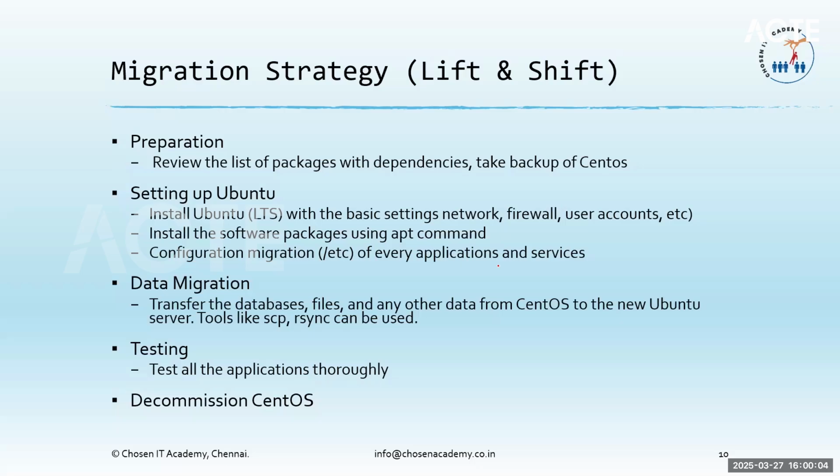Take the list, and once we have that list, we may also have to take a complete backup of the CentOS. So that's a preparation thing. And coming to Ubuntu, the next step is to set up Ubuntu: install the right version of Ubuntu with long-term support, with basic settings like network interfaces, firewall, user accounts. Then we can go ahead and install the software packages using the apt command.